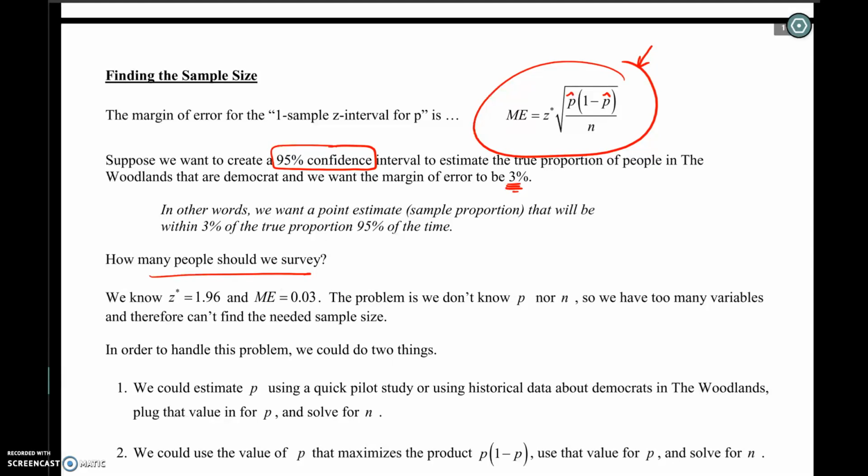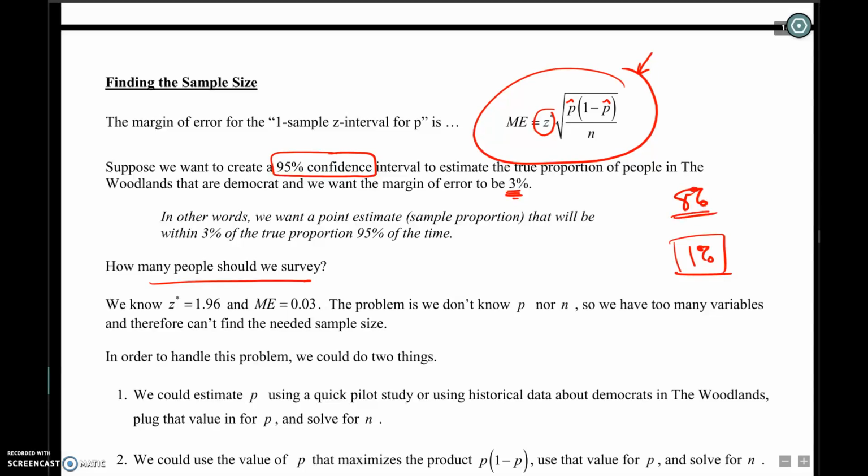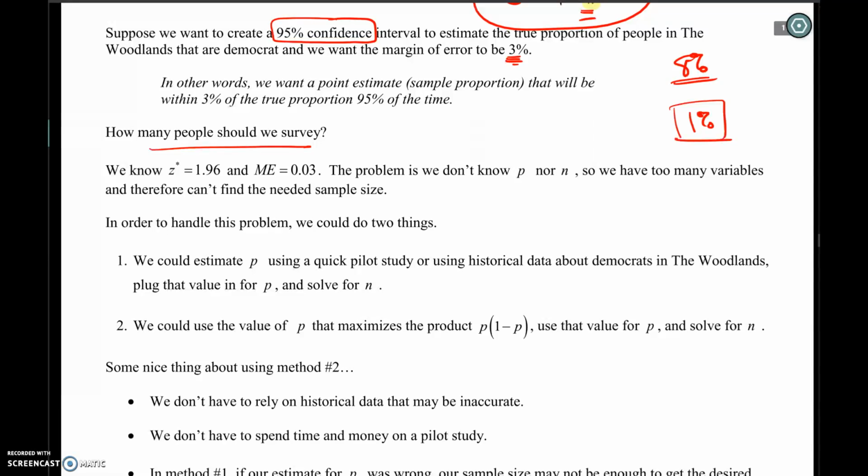This is what happens before you collect your data in a real study, right? You don't know how many people to survey. You don't want to just go out and start surveying people and get the wrong margin of error, or get an 8% margin of error, or spend a ton of money and end up with a 1% margin of error that you didn't need. So how many people will give us what we want? So we know this, we know that, we want this. Problem is, we don't know this either. So I have two unknowns, and I can't solve it. Too many variables.